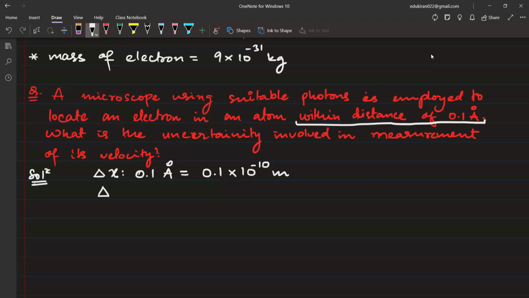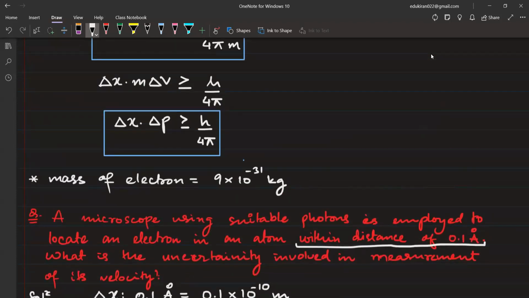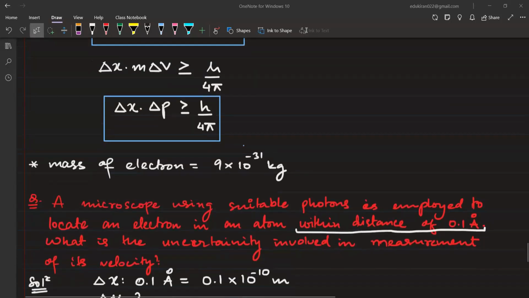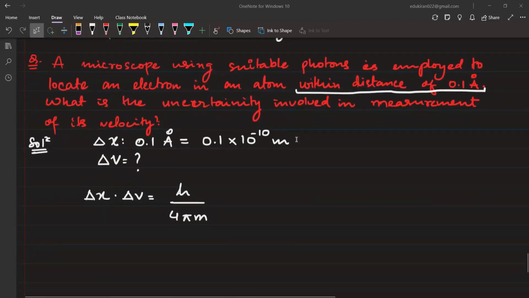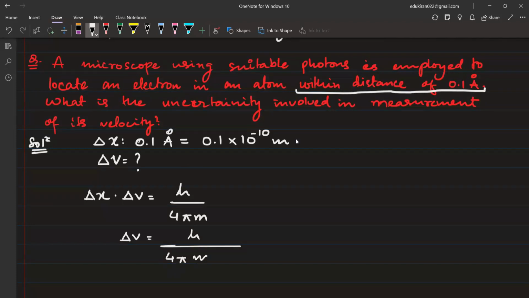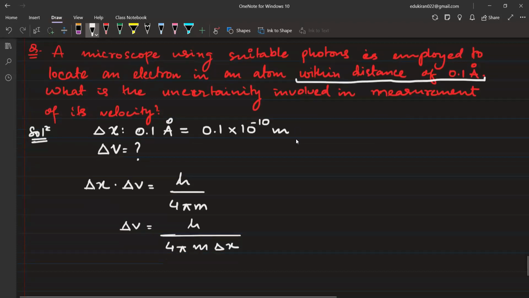And they are asking what is the uncertainty in velocity. So we'll apply the Heisenberg uncertainty principle. I will write delta x multiplied by delta v will be equal to h upon 4 pi m. Now you will say sir, we should take greater than, we can also take greater. No, greater could be anything, we don't know the value of greater. So at least this much will be the uncertainty in velocity, right? So I can write delta v equal to h upon 4 pi m into delta x. Now I will plug in the values.